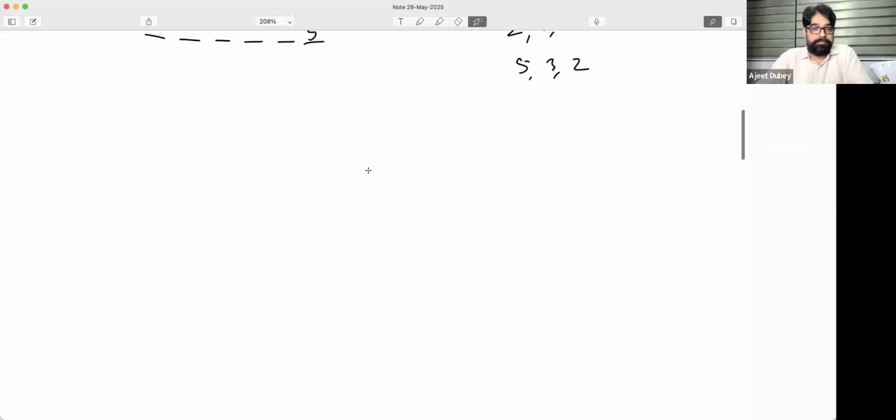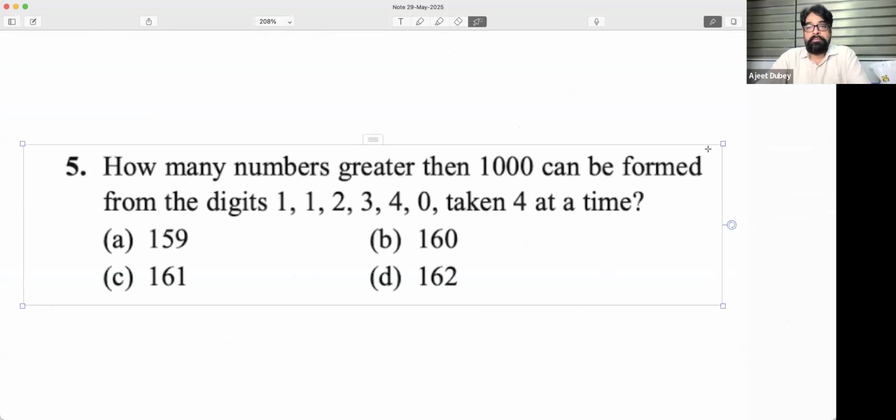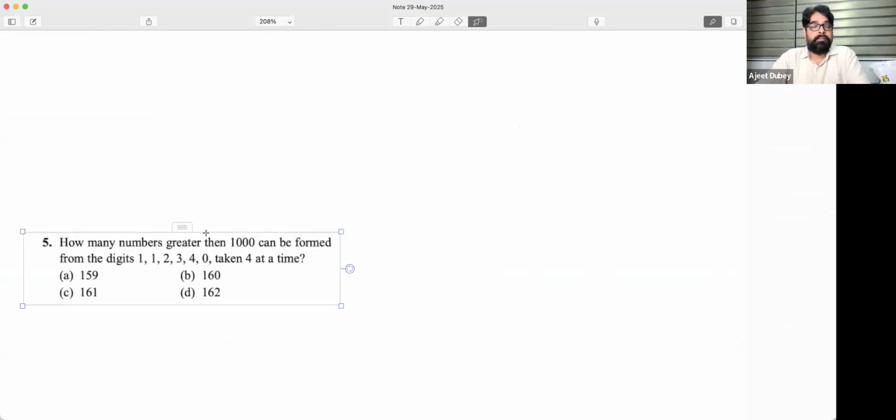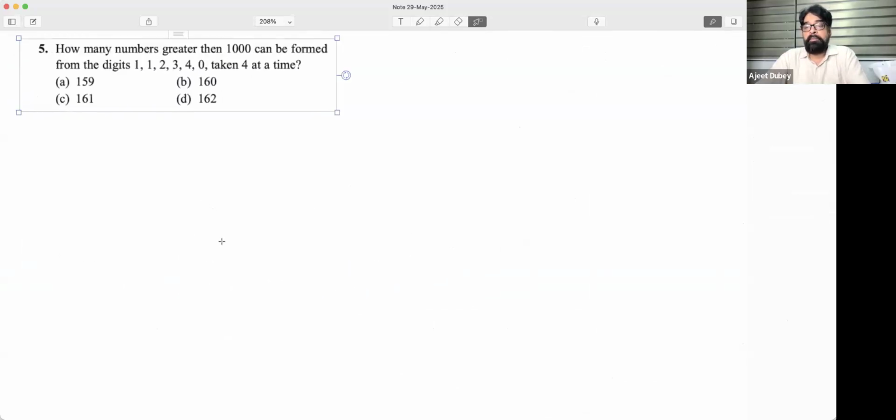Chalo, let's do it. Answer is A, 159. How many numbers greater than 1000 can be formed from the digits 1, 1, 1, 2, 3, 4, 0 taken 4 at a time? Means you have to take 4 digits at a time and form a number, and that has to be greater than 1000.